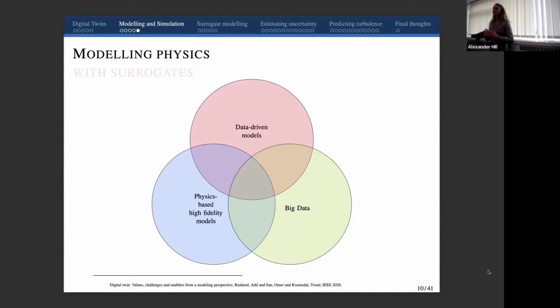So ideally, what we would want is some kind of hybrid approach that benefits from the data-driven aspect, but also incorporates some notion of physics. And this is what I want to focus on today, and this is what I will call a physics-informed surrogate.